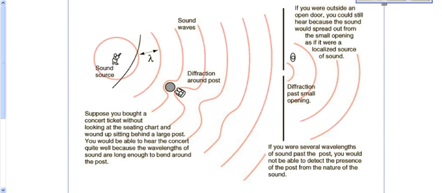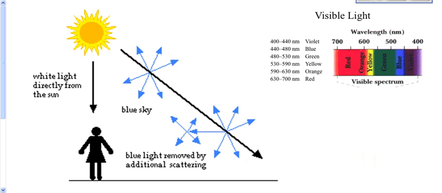Now, the higher pitch sounds may not sound great behind the post, but I can still hear the sound, whereas I can't see the light. And that has to do with the wavelength dependence on diffraction. This also explains why we see a nice, not today, this is Tuesday, it's kind of crappy out, but this explains why we see a nice blue sky.